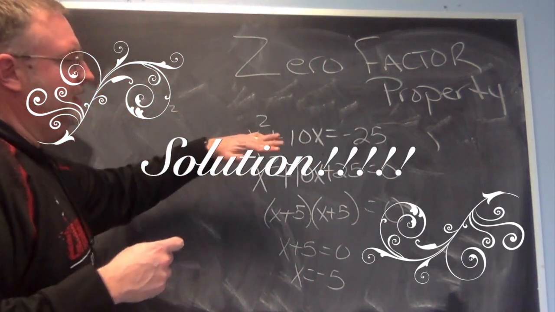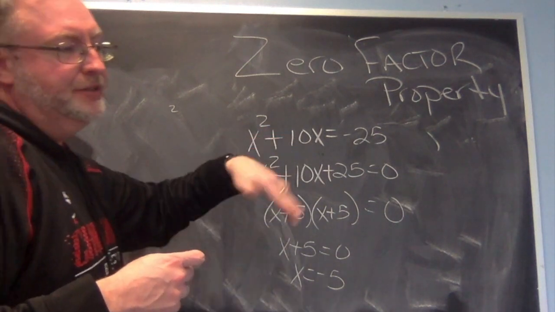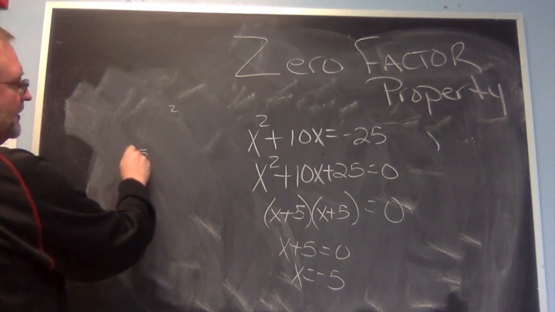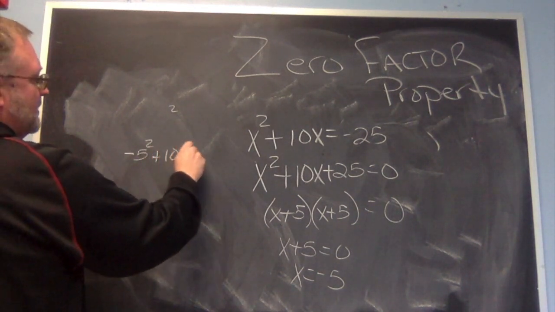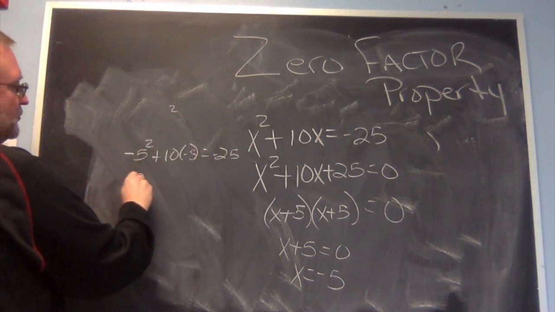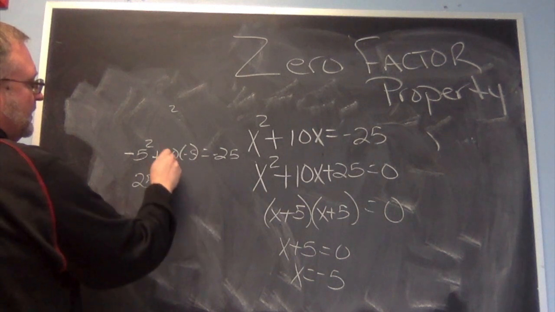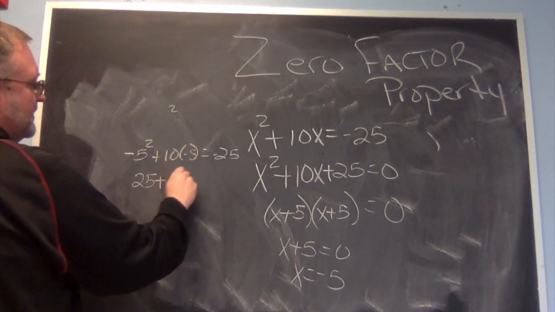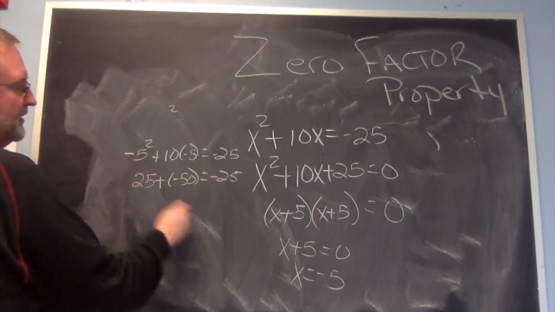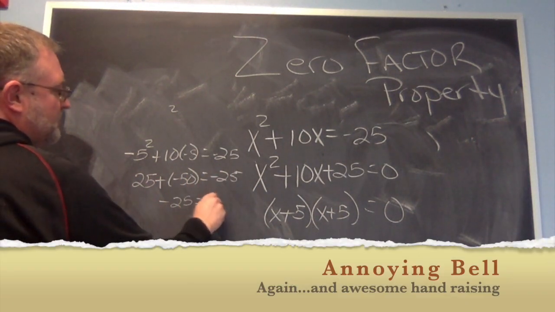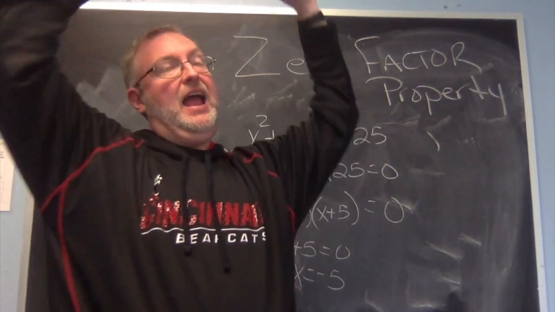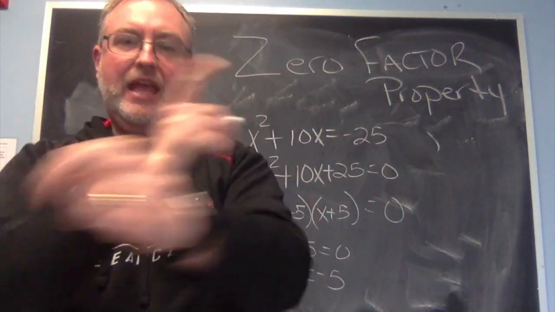So I can go back now and plug it in and check it, and you should get the same answer. So I go back to my original problem. I have negative 5 squared plus 10 times negative 5 should equal a negative 25. Negative 5 squared is 25 plus 10 times negative 5 would be a negative 50 equals negative 25. 25 plus negative 50 is negative 25 equals negative 25. And I know I'm right.